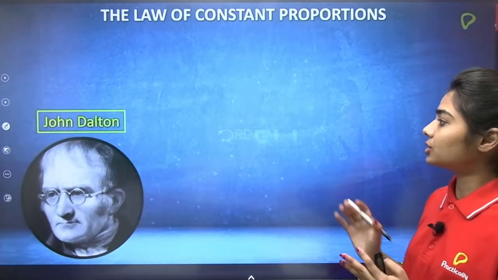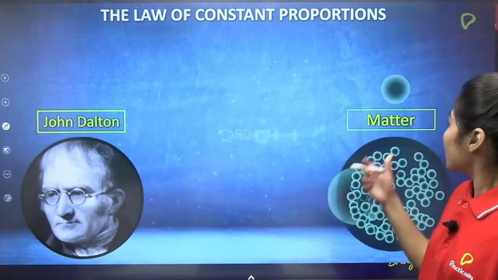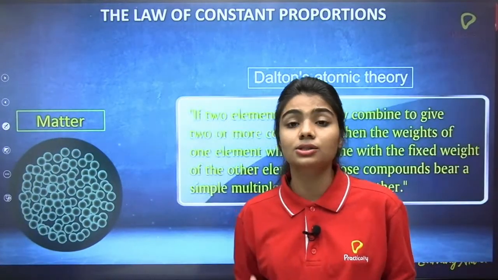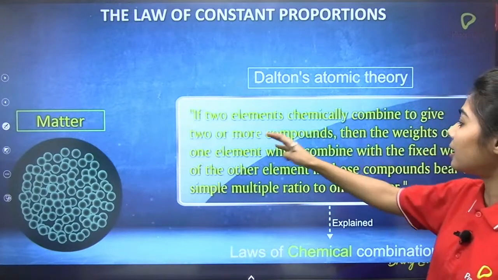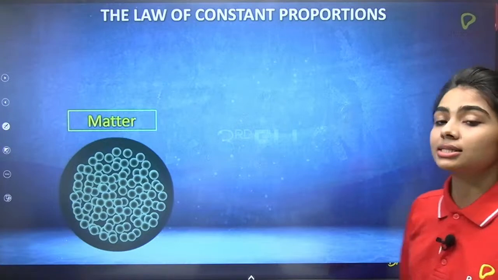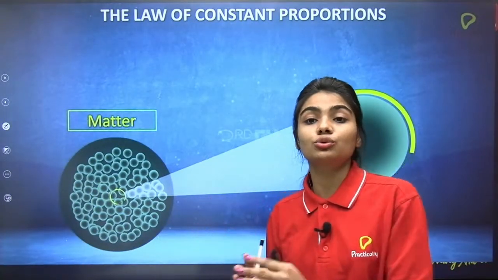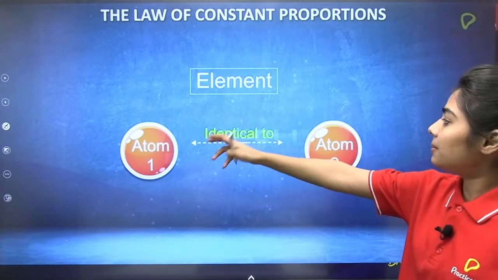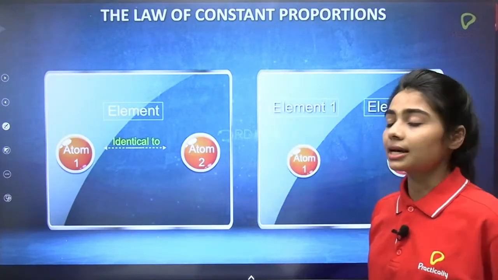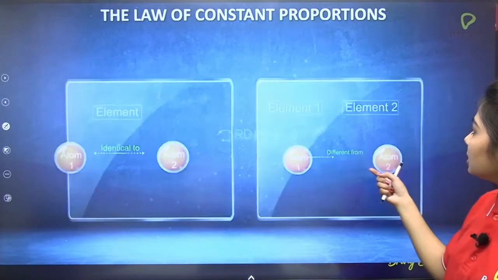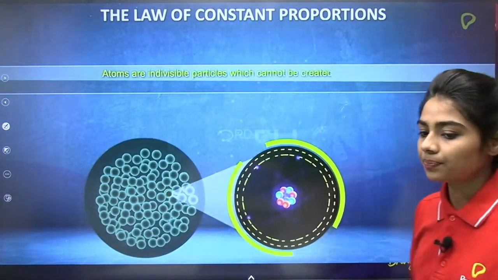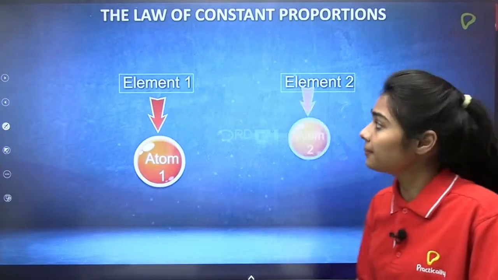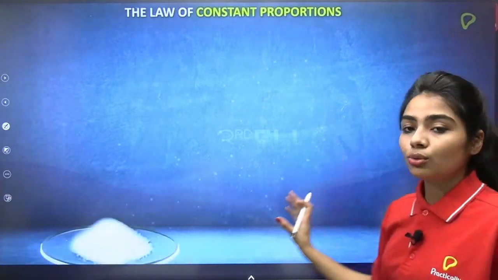So nitrogen and hydrogen, this John Dalton gave this idea that matter consists of small particles that we termed as atoms. So if two elements chemically combine to form one or more compounds, then the weight of one element is in a fixed ratio to the other element. So they will combine in the fixed ratio. So this is an element where atom 1 and atom 2 are identical. If we see this, then element 1 and element 2 are different. Atoms are indivisible particles which can neither be created nor destroyed. We know this thing. So element 1 and element 2 together form a compound.